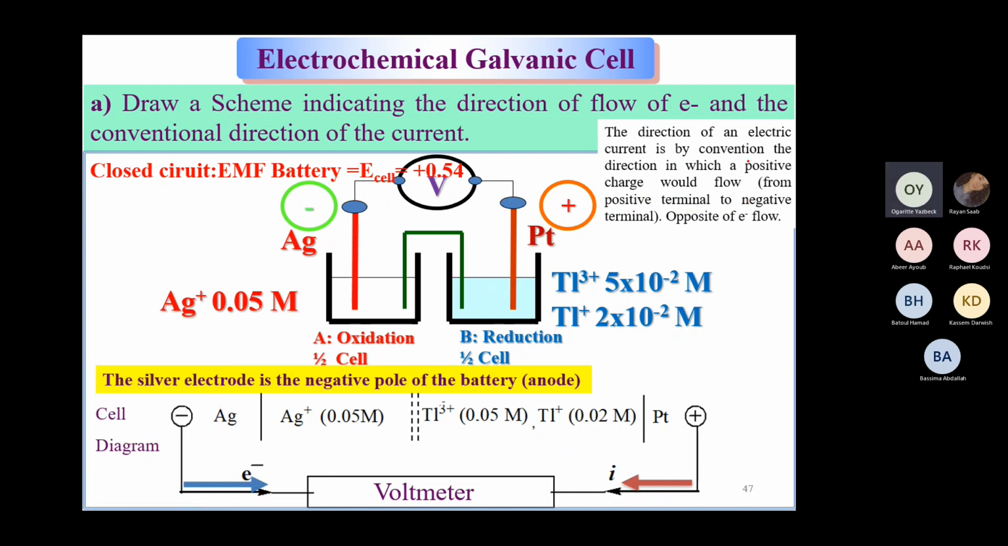The direction of an electrical current is by convention the direction in which the positive charge would flow, from a positive terminal to a negative terminal. Meaning opposite to electron flow. If I had a positive charge, the positive charge will go to the negative pole. Okay, that's what a current means.